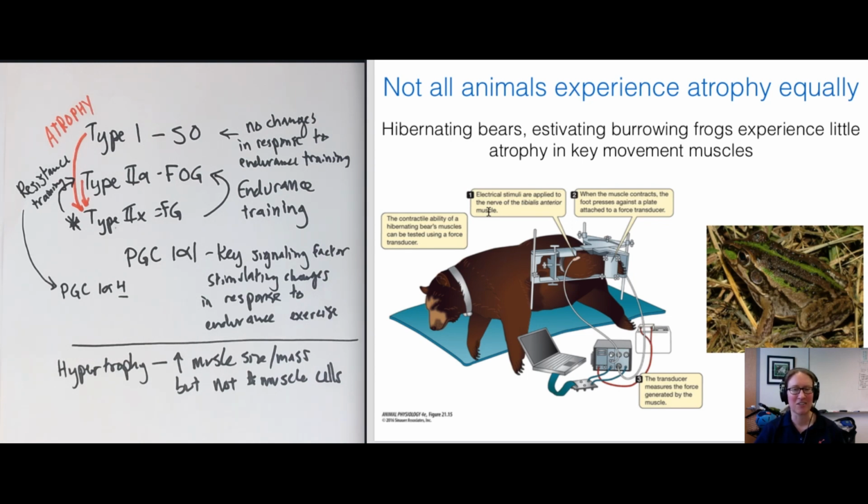Right? So this suggests that disuse does not always lead to the process of atrophy. We only see atrophy in specific circumstances. And we might be able to learn something from signaling factors that are found in animals that don't undergo atrophy compared to animals that do.